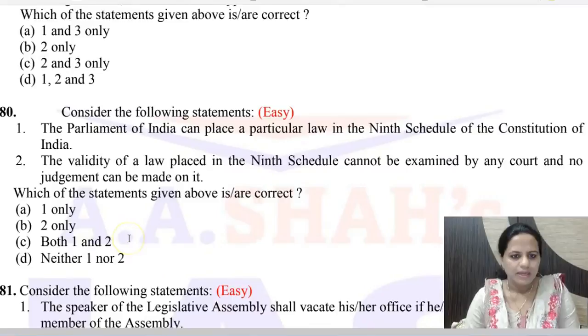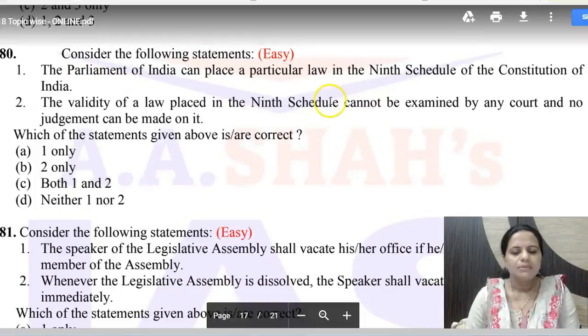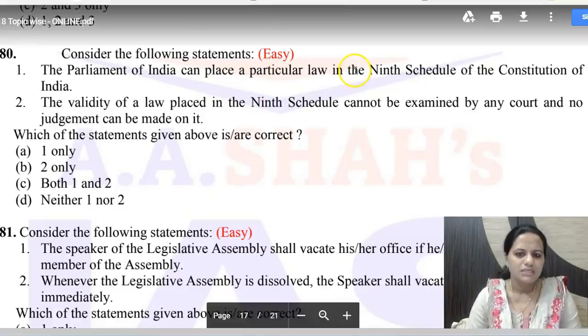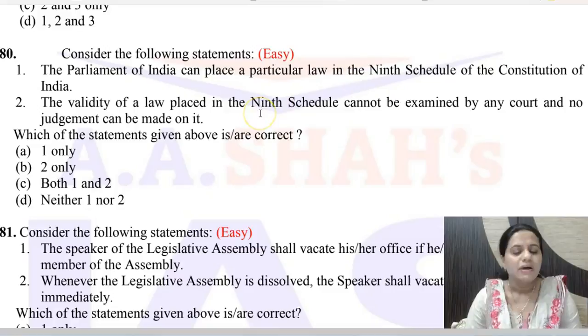Then next is, consider the following statements. The Parliament of India can place a particular law in the 9th schedule of the Constitution. The 9th schedule quite often remains in use and you should know about it. It's a very important part of polity. So this one statement of course is true. That is what the purpose of the 9th schedule is. Whatever is in the 9th schedule is excluded from judicial review.